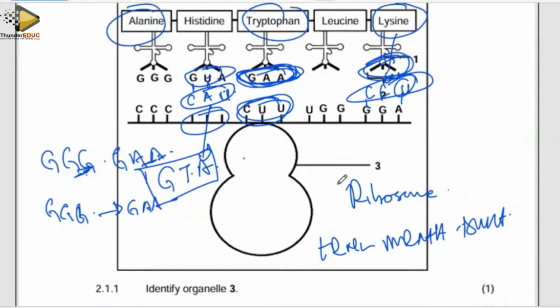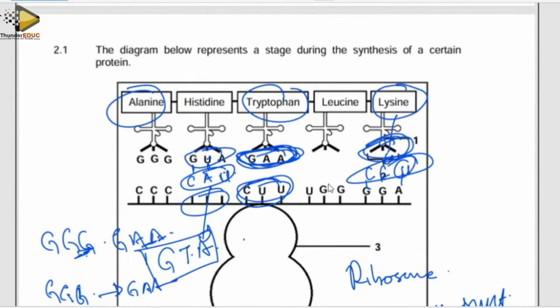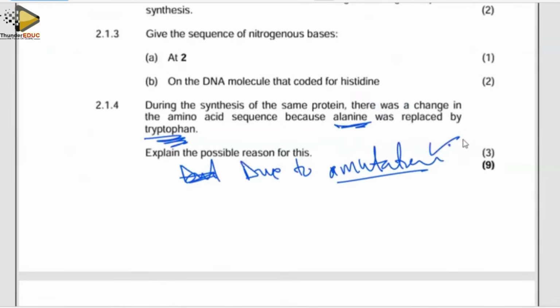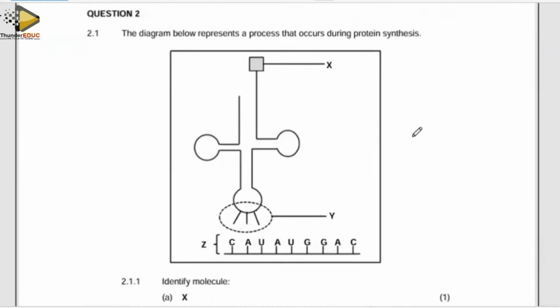So basically you have to tell us what really happened. If you see that alanine is coded by GG, and tryptophan is coded by GAA, then it means that the G and G were replaced with A and A on the DNA molecule, therefore resulting in a different amino acid. And this process of change is called mutation. That's why your first mark at least is going to be for the mutation, and then you tell us what exactly happened, that GG was replaced with AA, which resulted in the formation of a different amino acid.